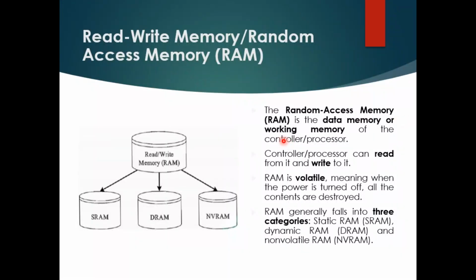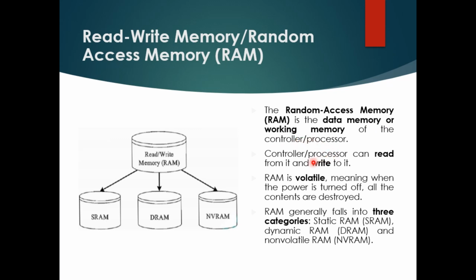So basically RAM, or random access memory, is the data memory of the controller used in an embedded system. We call it working memory, because when the system is in use, the data is fetched from this memory. All the information required is stored to or read from this memory. So we usually call it working memory.